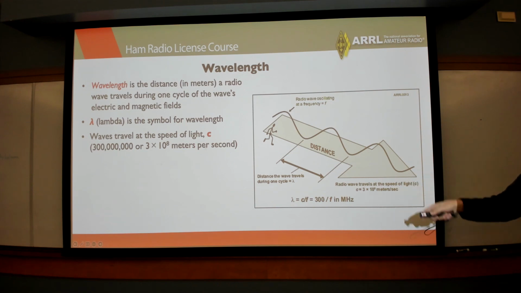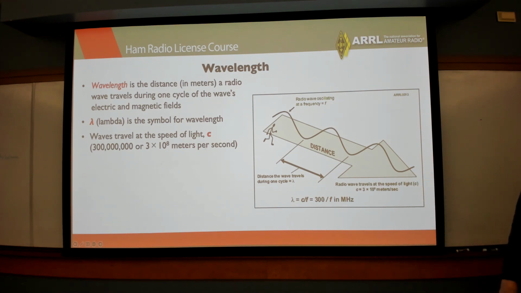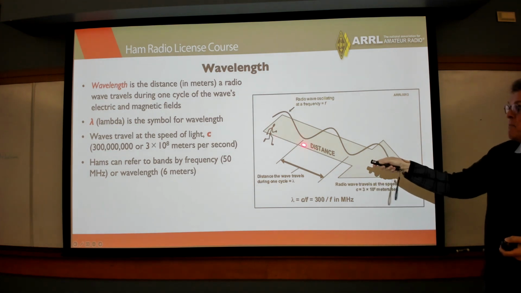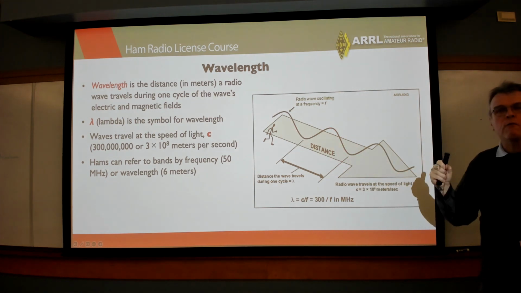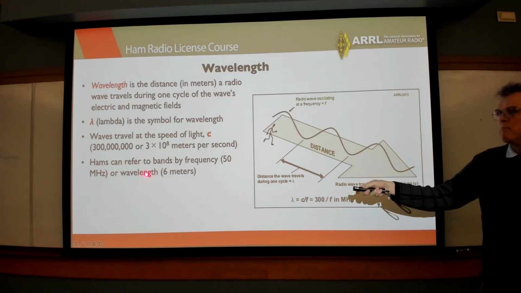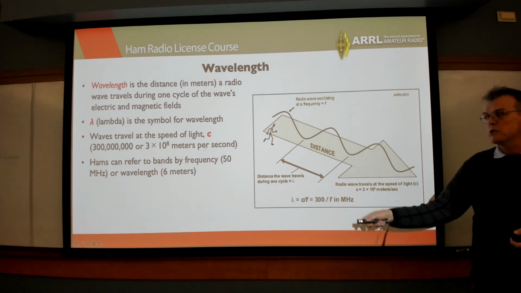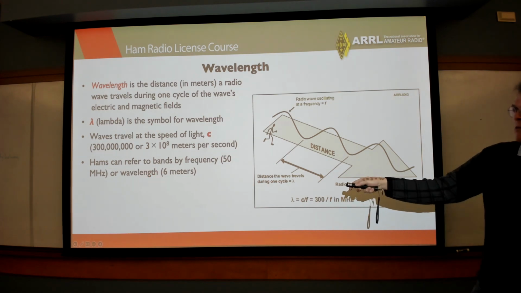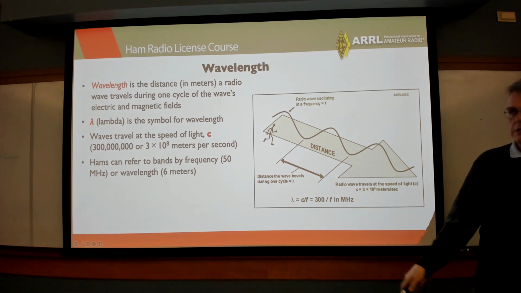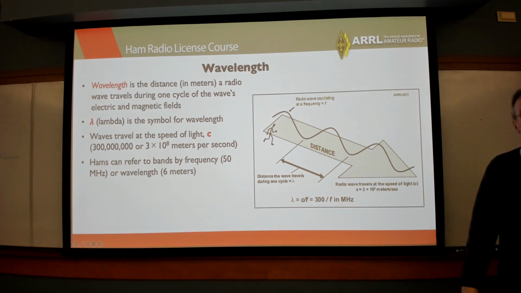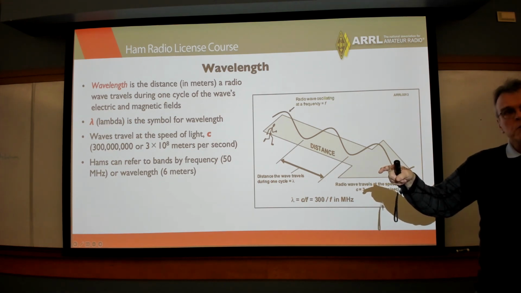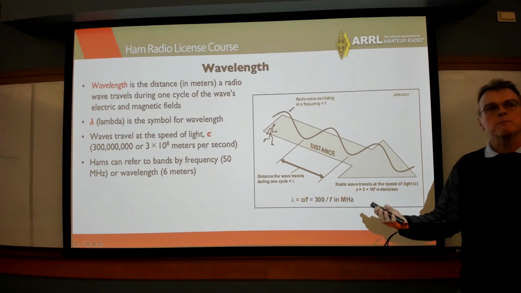Since those radio waves travel at the speed of light, we can describe a frequency or a particular set of frequencies in terms of the wavelength. So for example, a ham radio operator may refer to a particular band by frequency. You can say, oh, I'm operating around 50 megahertz. Or you may describe that range of frequencies by the wavelength. You'll say, oh, I'm on 6 meters.